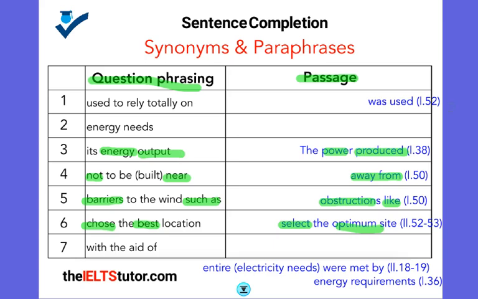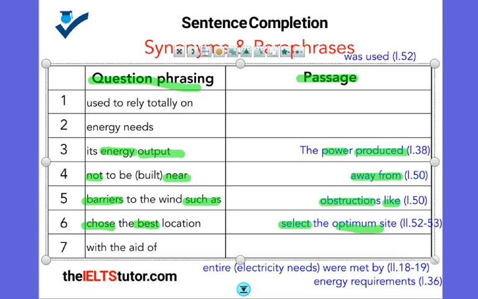number 1. Let's jump a little bit here. So I'm just totally randomizing my answer. Used to rely totally on. Used to rely totally on. And then we've got energy needs and with the aid of. Okay, we're trying to do this in the style of the process of elimination here.